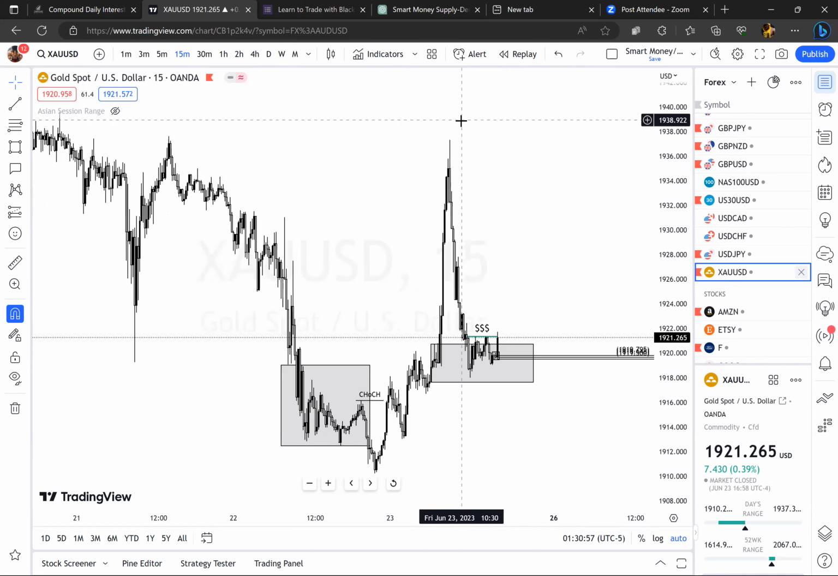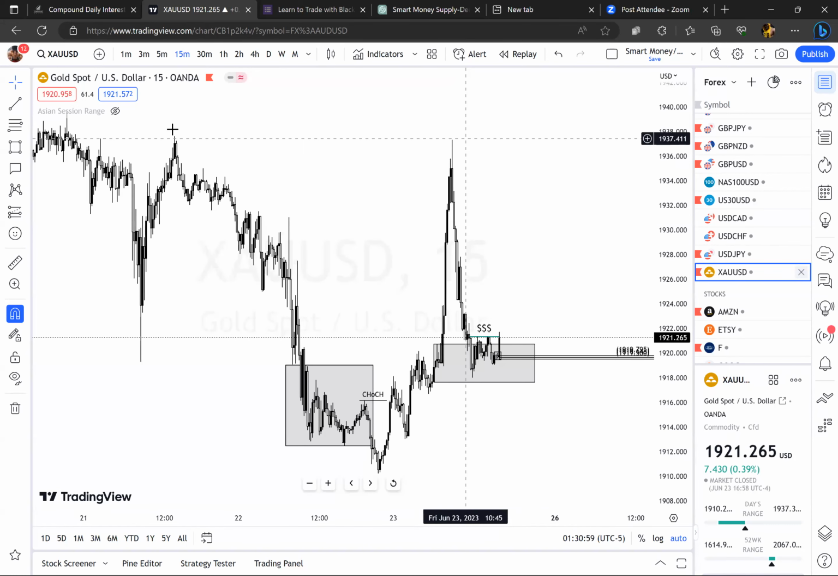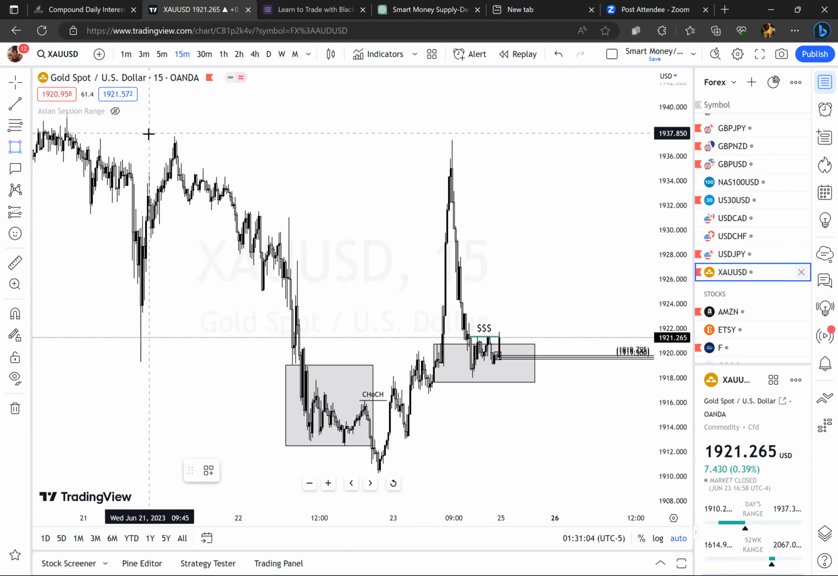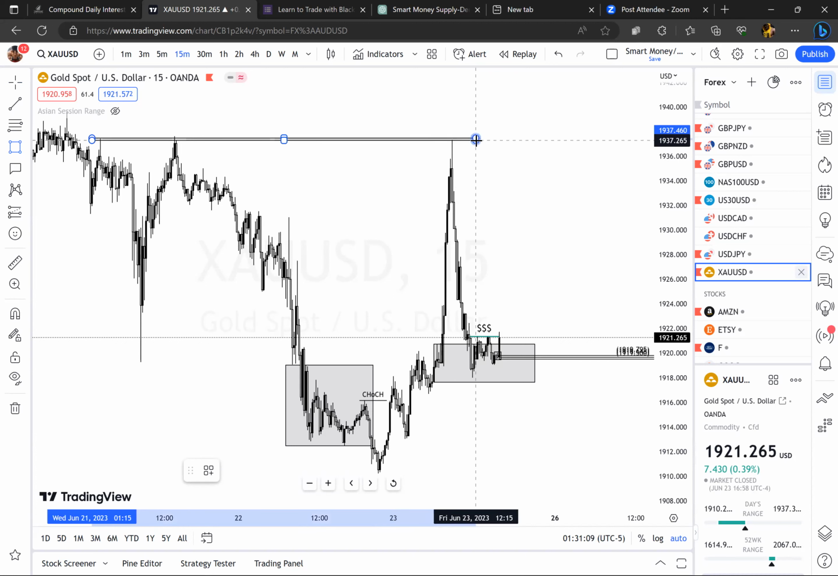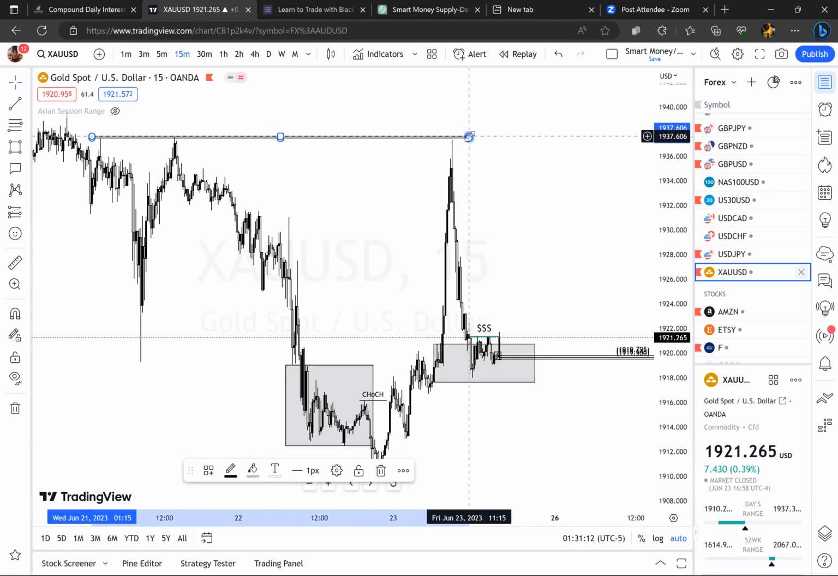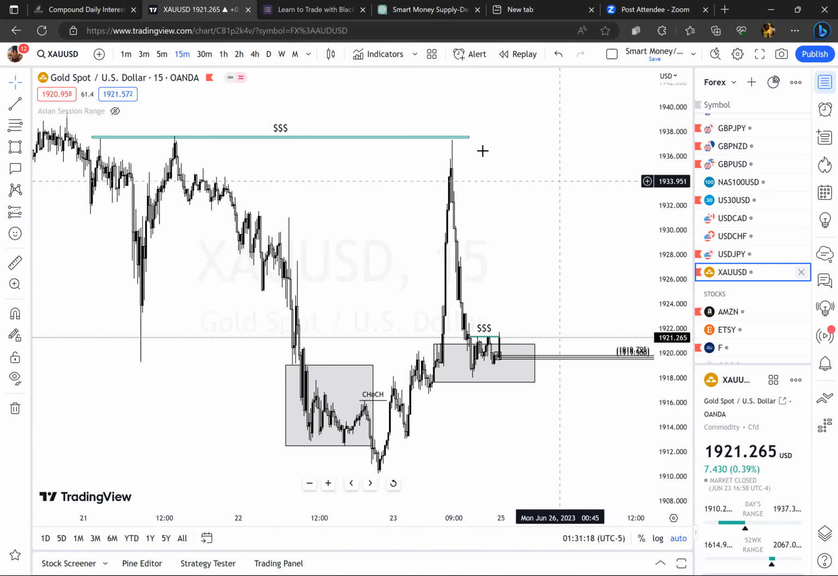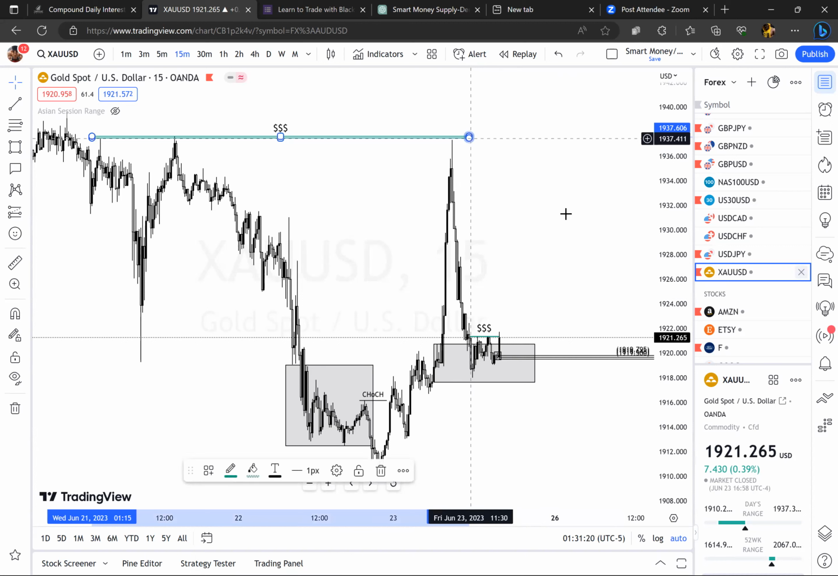To see this high, look what we got. See these equal highs right here? That's liquidity. Look, even here, from all the way here to there, we got equal highs. We got a lot of liquidity resting up there. All right. So this is our target at the 1937. Let's make it 1937.5.